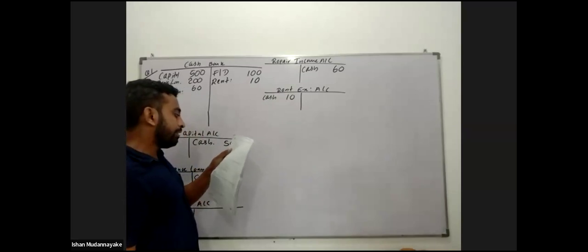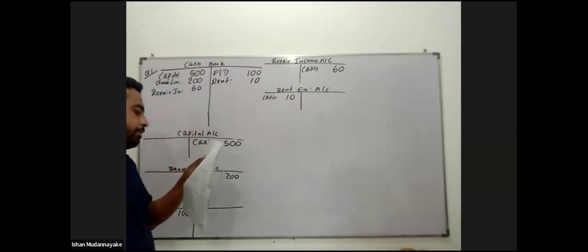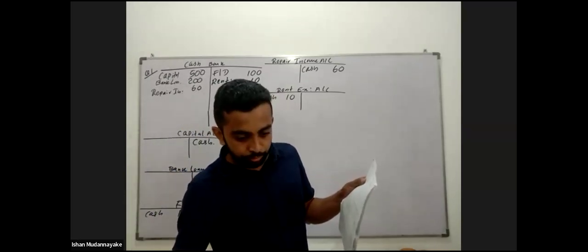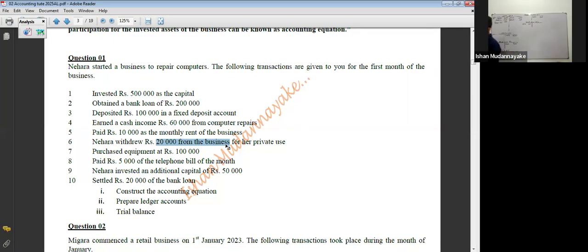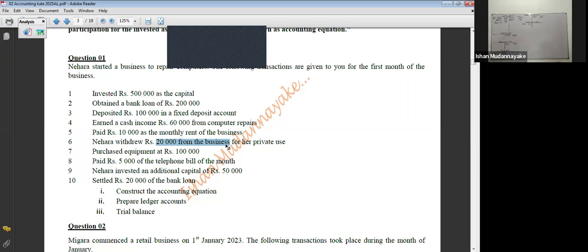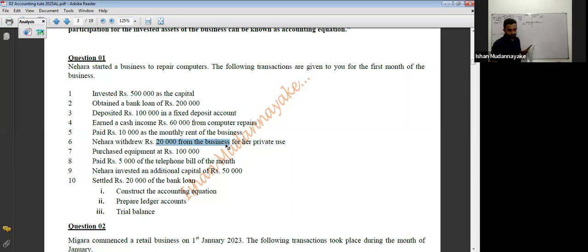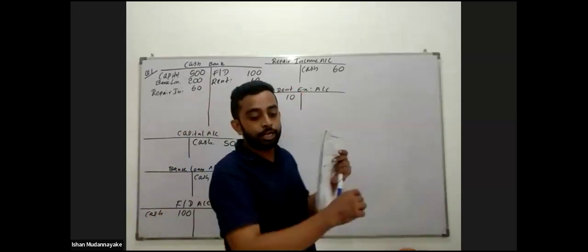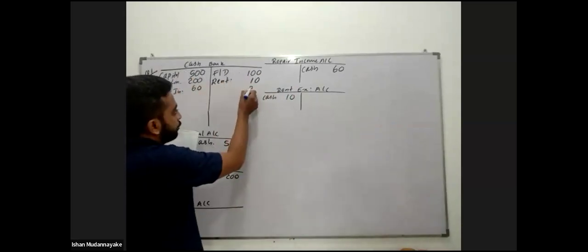Right. Look at transaction number 6. Nehara withdrew 20,000 from the business for her private use. How to record this transaction? Nehara withdrew, so cash outflow. Then cash book credit 20,000.